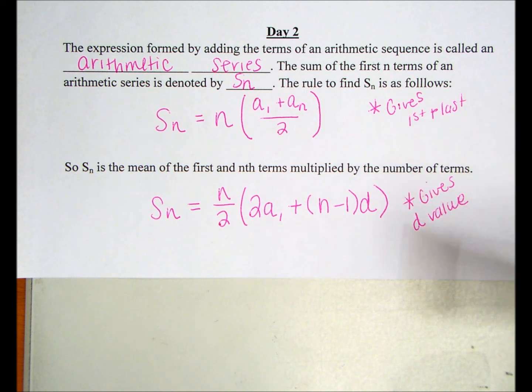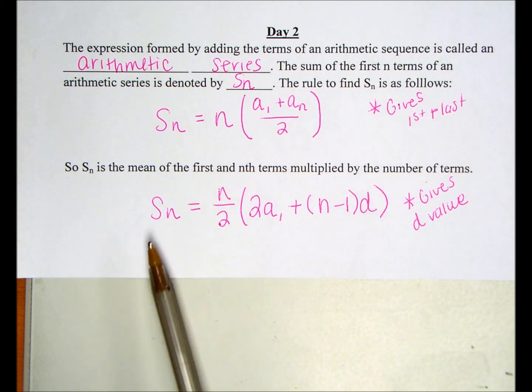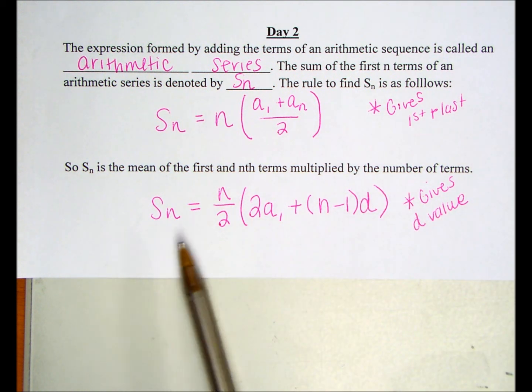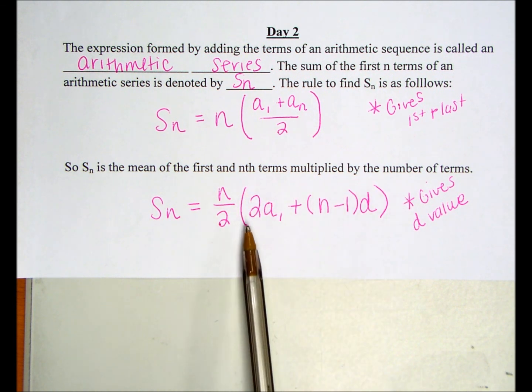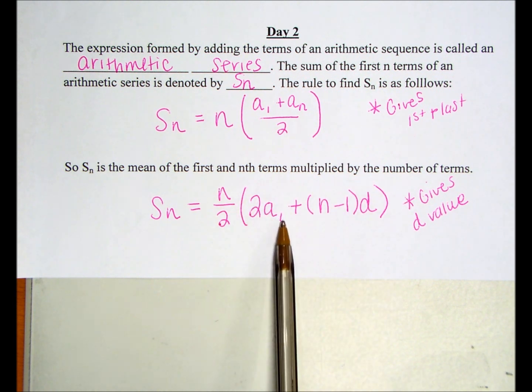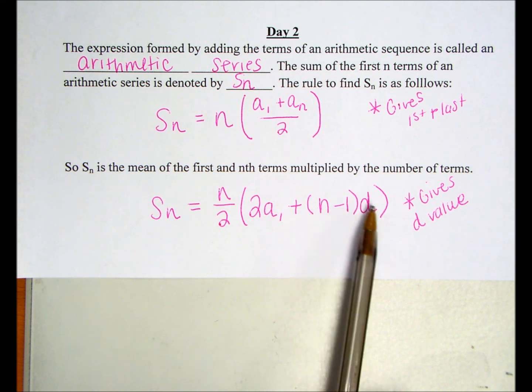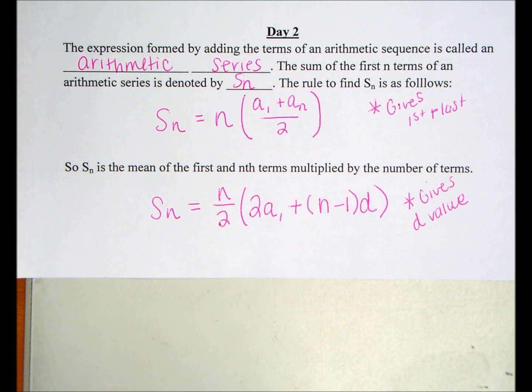If they don't, and they tell you that D value, that common difference, then you're going to have to use this rule, which is S sub n equals n divided by 2 multiplied by the entire quantity 2 times the first term plus n minus 1 multiplied by D. So we're going to try some examples where we apply what I just said.